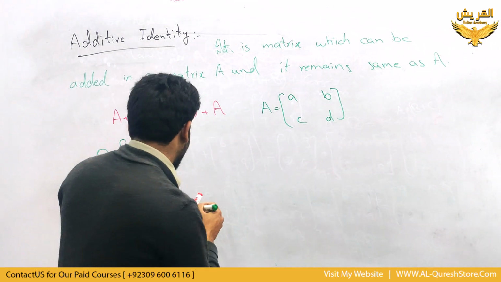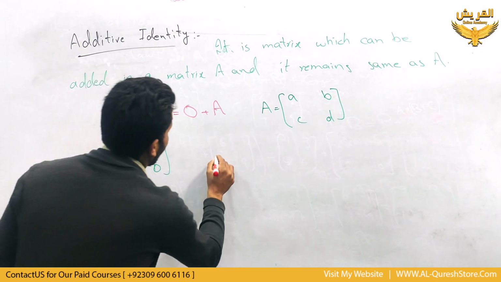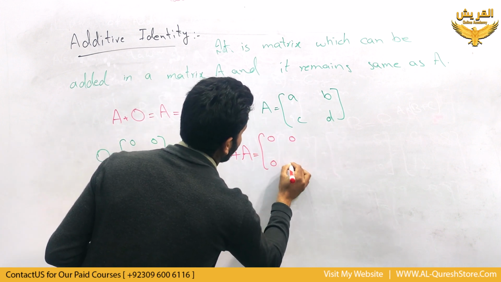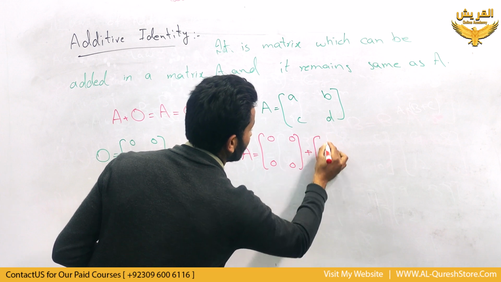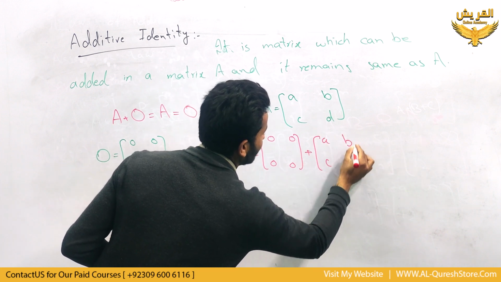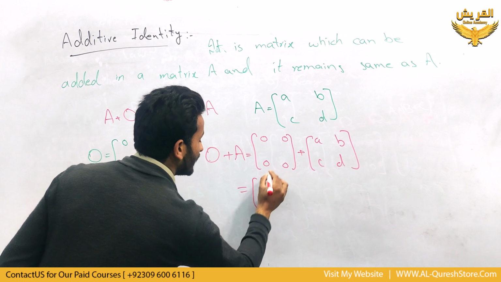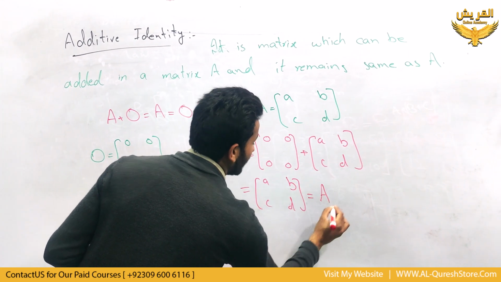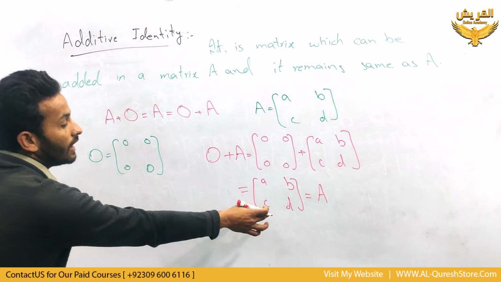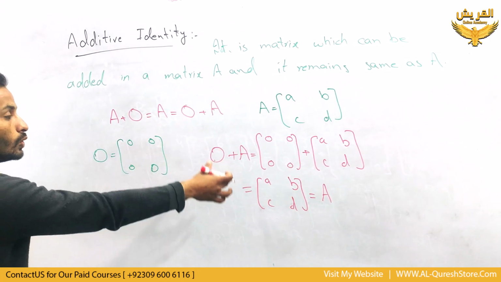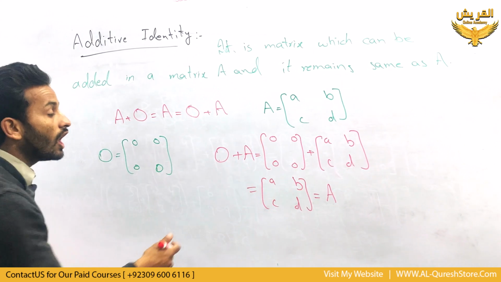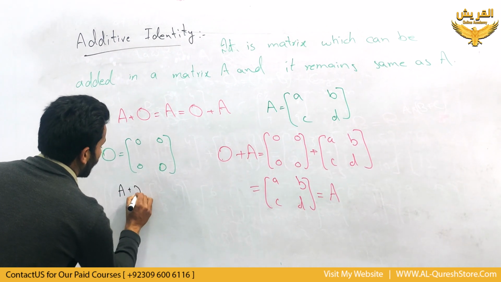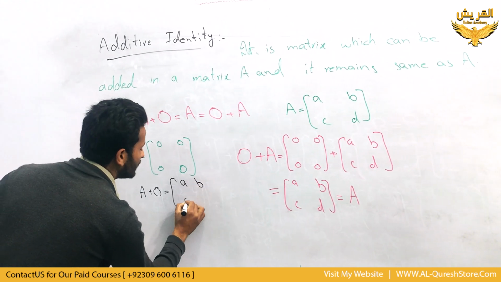For a 2 by 2 matrix, we can add O plus A, that is 0, 0, 0, 0 plus a, b, c and d. By adding them, we see that a, b, c and d is the answer, which is equal to A. So it means O is the additive identity of order 2 by 2, which is the null matrix having all entries 0.